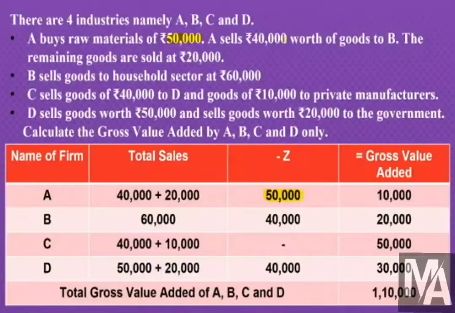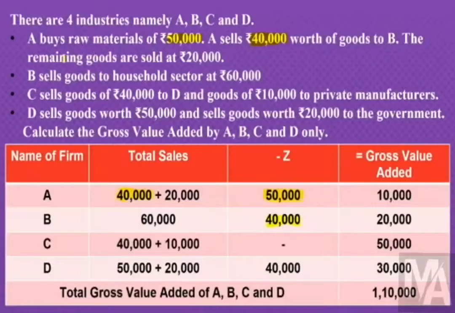A sells rupees 40,000 worth of goods to B, which means this is the sales or the value produced, as it is in total sales. Very easy to understand, 40,000 is here. But at the same time, we must remember that this is the raw material for B. Since A sold 40,000 worth of goods to B, B will use this raw material and prepare more goods. So this is going to come here as minus Z, or minus intermediary goods, under the section of B.